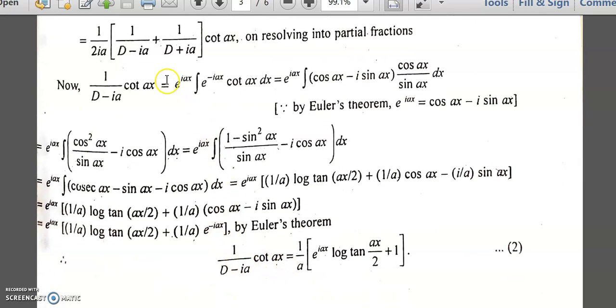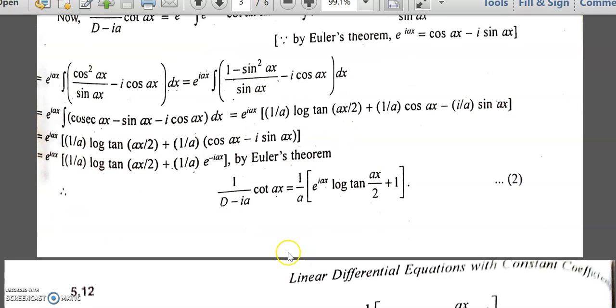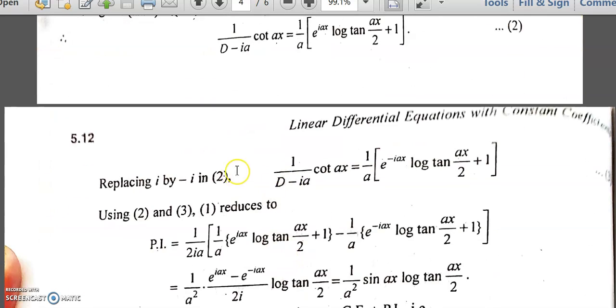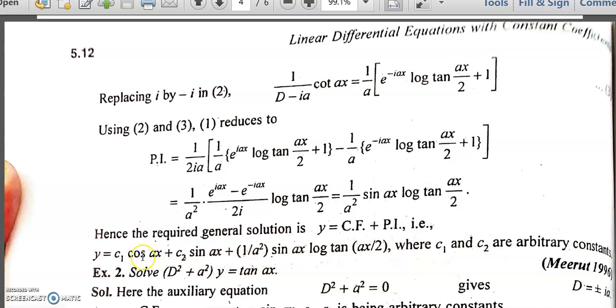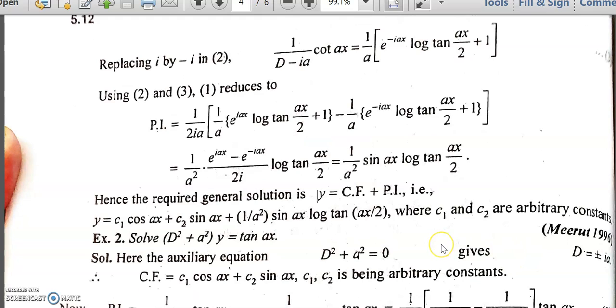Okay, similarly you do it for 1 by D plus ia on cot ax. Okay, and adding up, you get this formula. So you know that e to the power iax means cos ax plus i sin ax, and this is again minus of this. So do the calculation by hand and you get this function. Okay, so the required general solution is complementary function plus particular integral. That is, the complementary function is c1 cos ax plus c2 sin ax, and the particular integral is 1 by a square sin ax log tan ax by 2, where c1 and c2 are arbitrary constants.